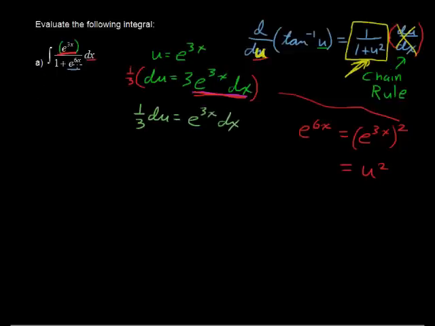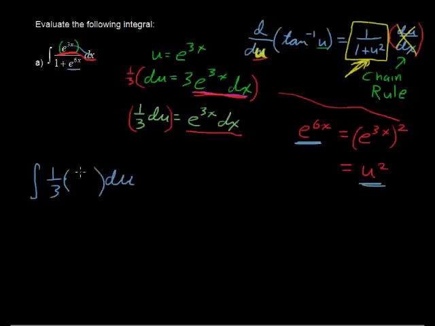So here's what we have. We have our e to the 3x dx, and I'm going to plug in 1/3 du for that. So let's do that right away. The integral of 1/3 du, putting du over here because I know I'm going to plug something in right here. So I've got that taken care of, e to the 3x dx. Now, instead of e to the 6x, I want to plug in u squared. So 1 over, I've got our 1 now because I've substituted this in, so I just have a 1 left. So 1 over 1 plus u squared.